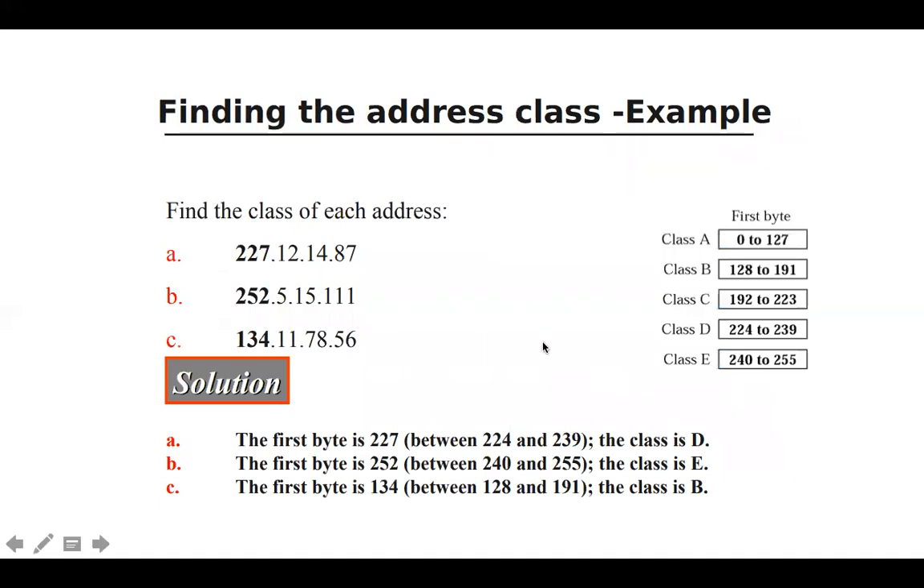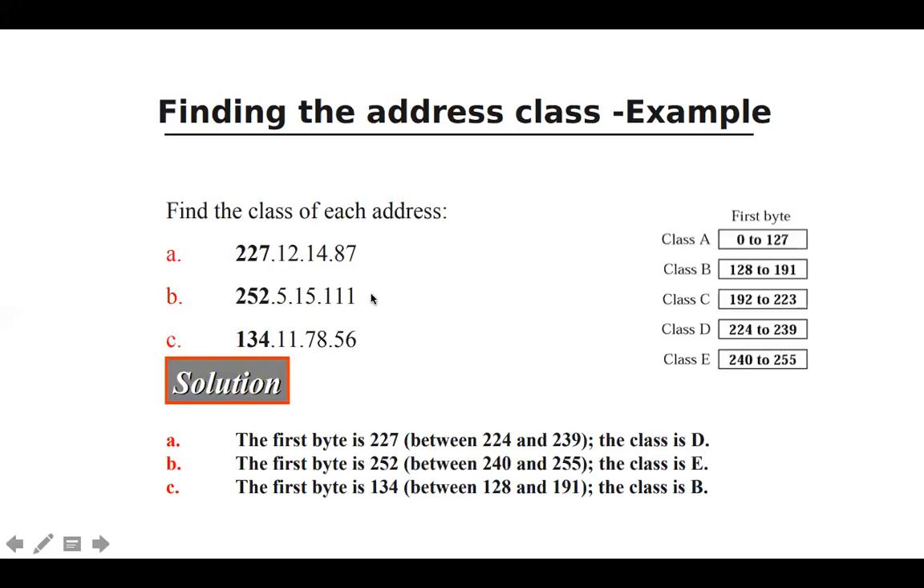So this example asks you to find the class of each address in decimal notation. So you are given the IP address in decimal. Question A, 227.12.14.87. To determine the class, you need to refer to the first byte. So this is the first byte. The first byte is 227. By referring to the previous table, which is this one, 227 falls under class D. So that's why, since the first byte is 227, it is class D.